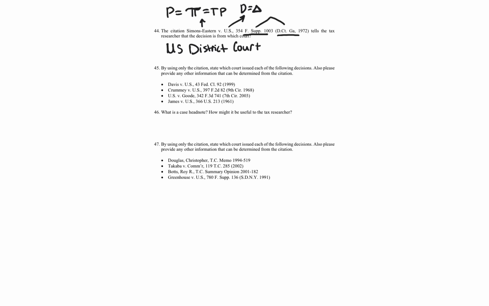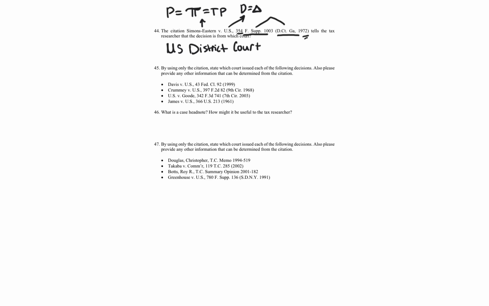So it's the first edition of the Federal Supplement Reporter. 354 is the volume. 1003 is the page number that it starts on. And then it was decided in the District Court of Georgia in 1972. So that's really everything. You've got the plaintiff's name, you've got the defendant, you've got the volume, you've got the page number it's on, you've got which specific reporter and what edition, you've got where it is and what the date is. You can find all that from that citation. Let's move on to question 45.